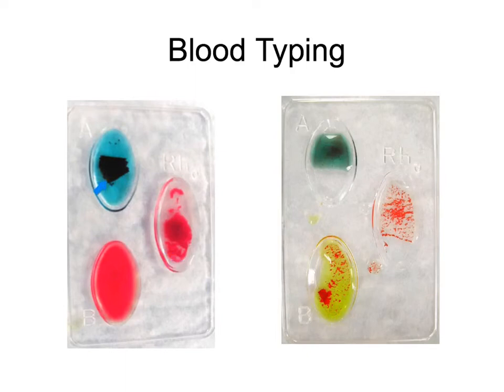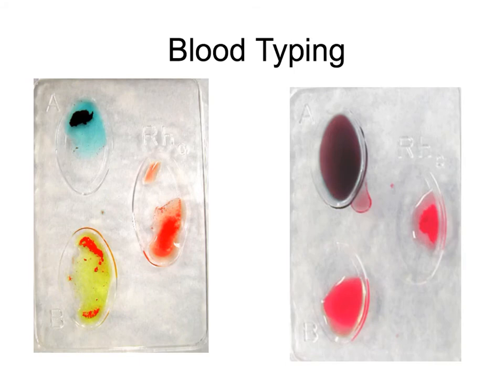If we see clotting in the A area, then we have type A blood. If we receive clotting in the Rh, it's positive, so we would have an Rh positive. If we were to see clotting in the B area, then we have a type B blood, so here we have B positive. If we have clotting in both A and B, then we are AB. Clotting here would be positive, no clotting here would be negative. Type O blood would not have clotting on either of these areas.